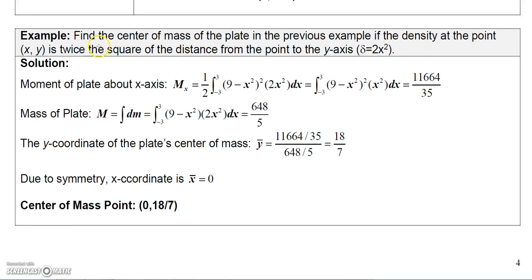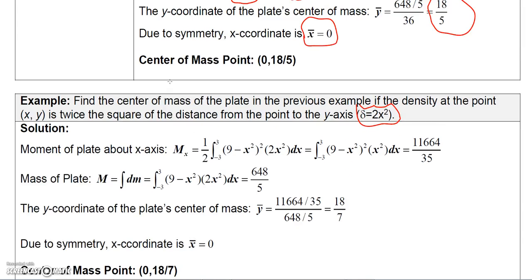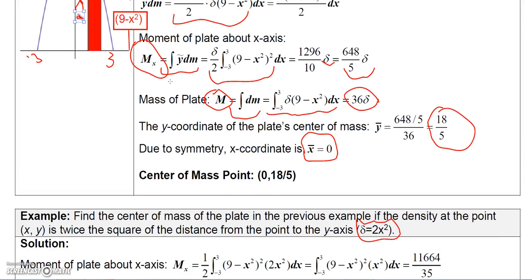Okay, now we're going to do this example again, but this time we're actually going to give it a density function rather than a constant density. So we're going to say that the density function is 2x squared, which is twice the square of the distance from the point to the y-axis. So that would actually be 2x squared. So now to find the moment, I would do it just like I did up here.